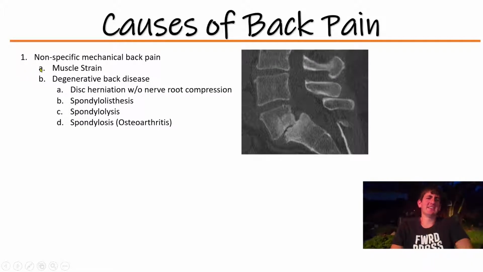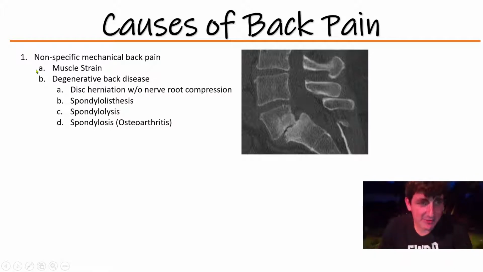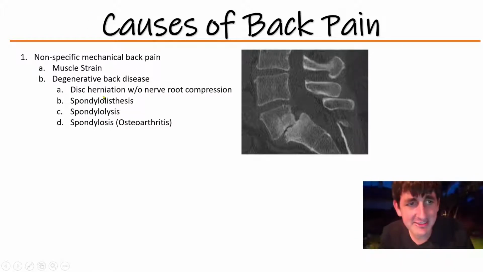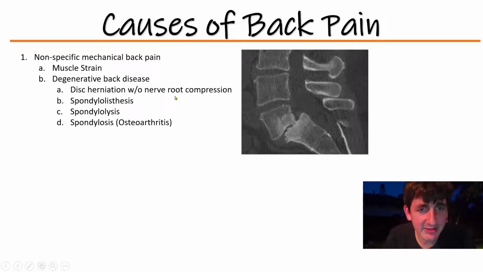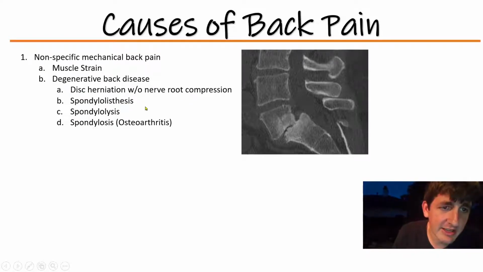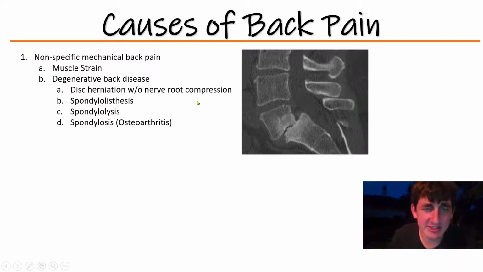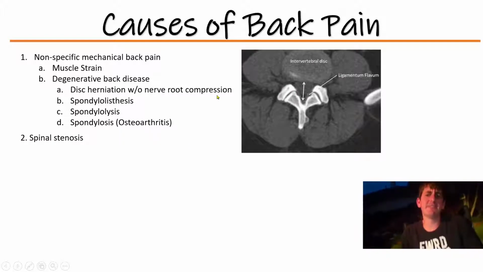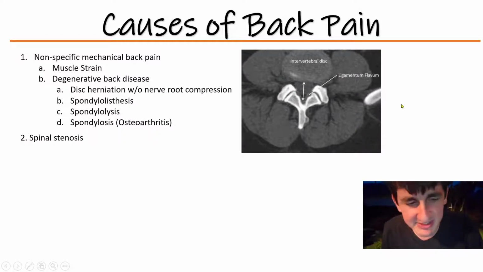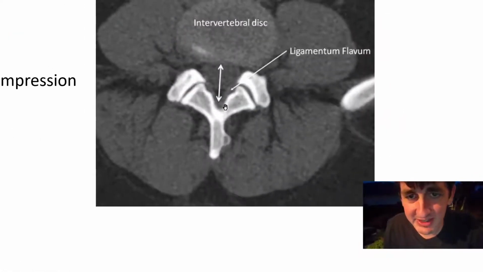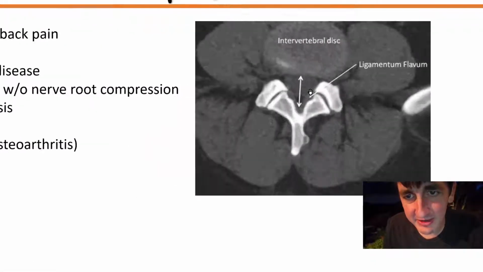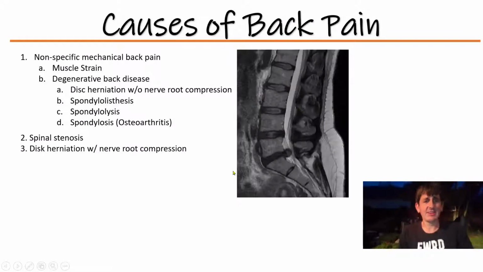But it's nice outside. So, we'll talk about non-specific mechanical back pain, which will include muscle strain, degenerative back diseases, disc herniation without nerve root compression, spondylolisthesis, spondylolysis, and spondylosis, which is also spinal osteoarthritis. We'll also have a video on spinal stenosis. Here we can see the ligamentum flavum ligament can become hypertrophied and cause narrowing of the spinal canal.